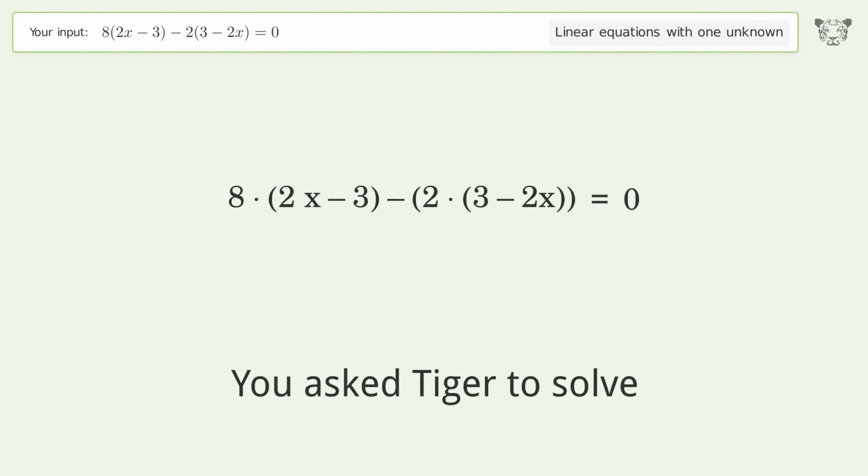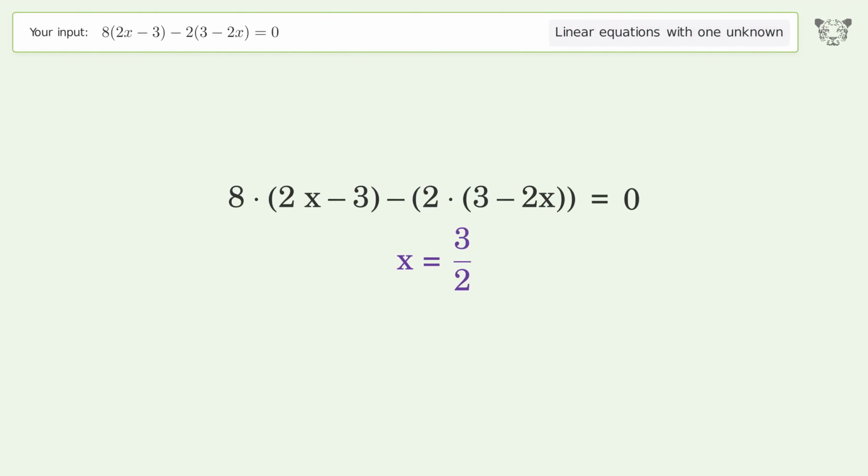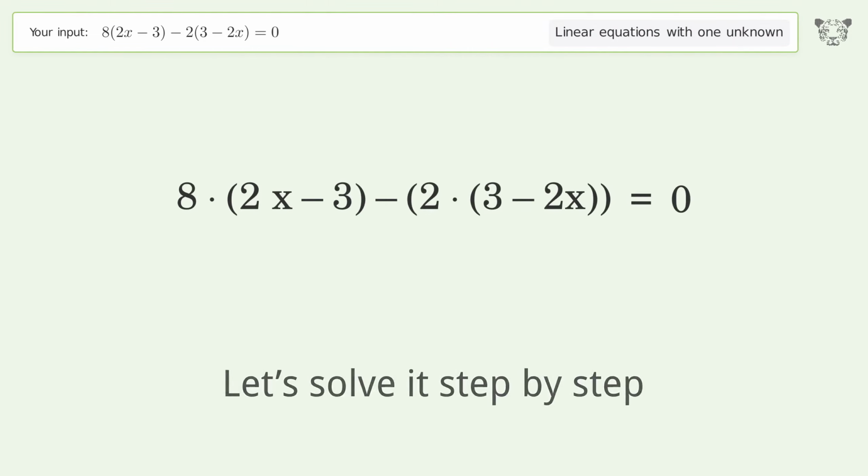You ask Tiger to solve this. It deals with linear equations with one unknown. The final result is x equals 3/2. Let's solve it step by step.